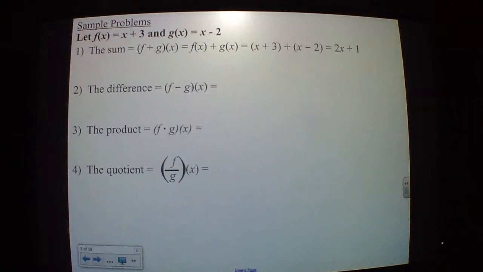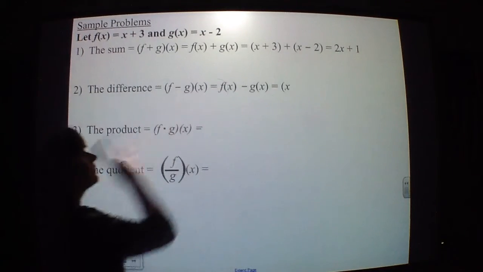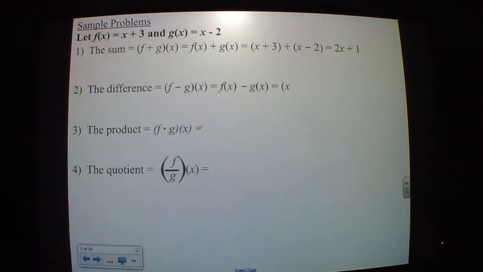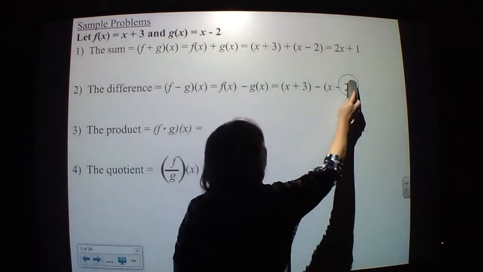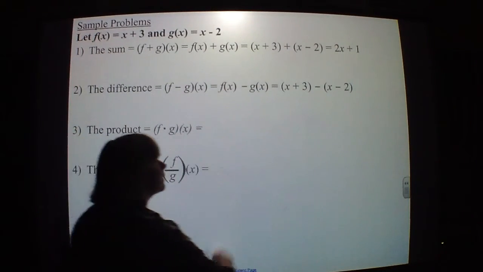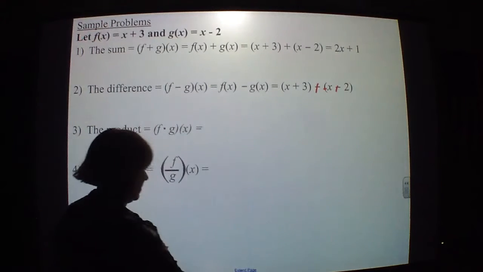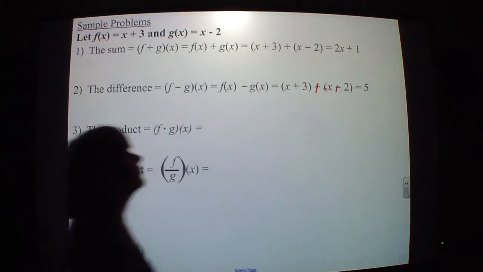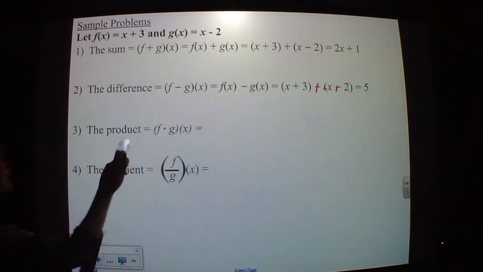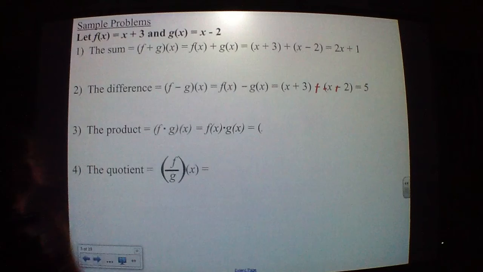The difference, f minus g of x, can be written as f of x minus g of x. So you can write it as x plus 3 minus the quantity x minus 2. Be very careful. Distribute the negative, and now combine your like terms. The x's will cancel out because you have an x minus x. So you don't have any x's, but you have 3 plus 2, which is 5.